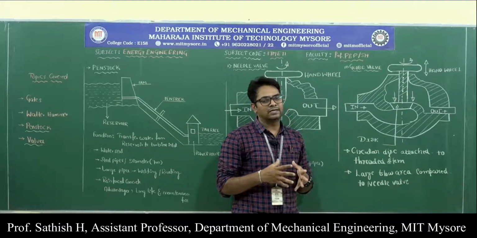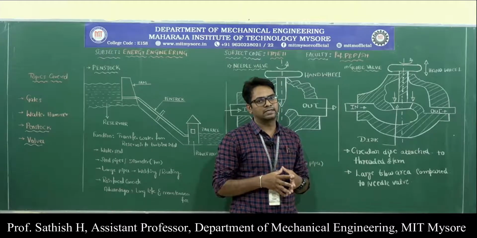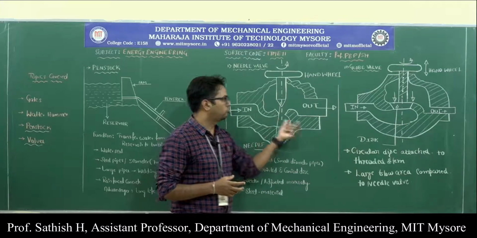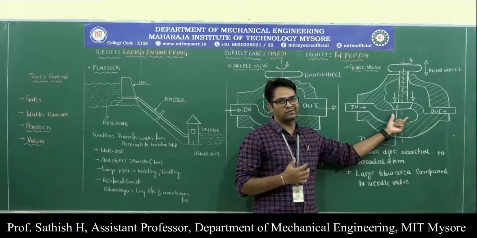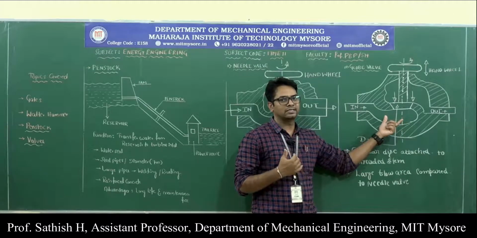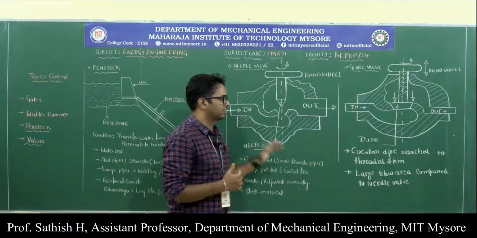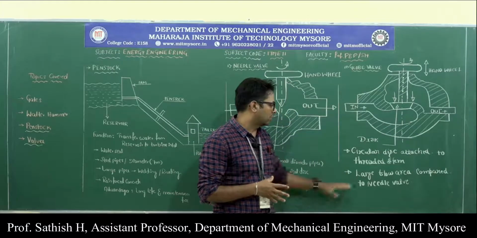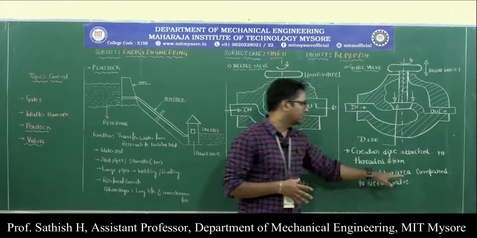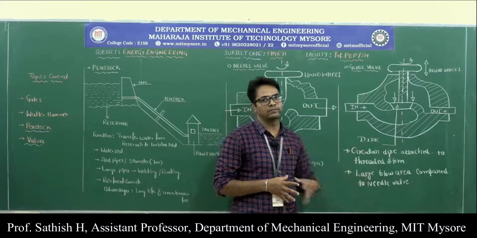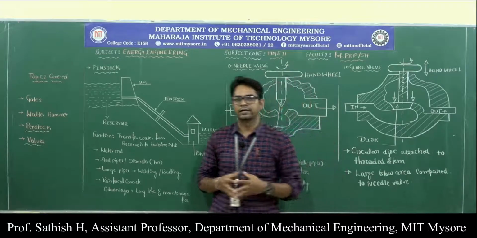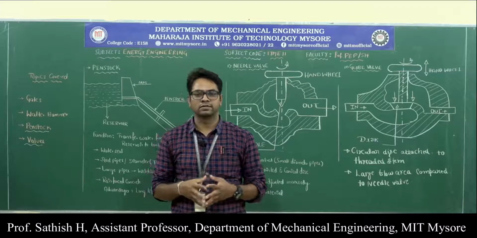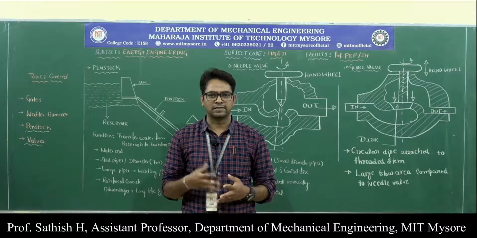Another important difference is the flow area. If you compare both of these sketches, the flow area in the case of a globe valve is more compared to the needle valve. That is one of the important differences between the needle valve and the globe valve: a larger flow area. So these are the two types of flow control valves, the needle valve and the globe valve.